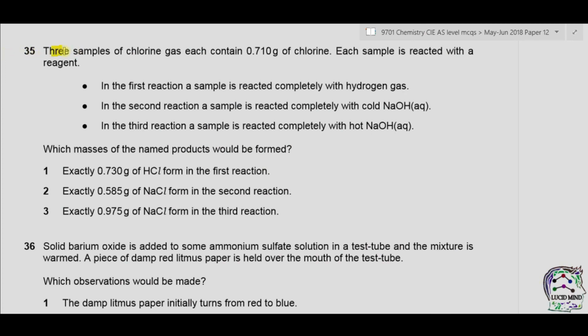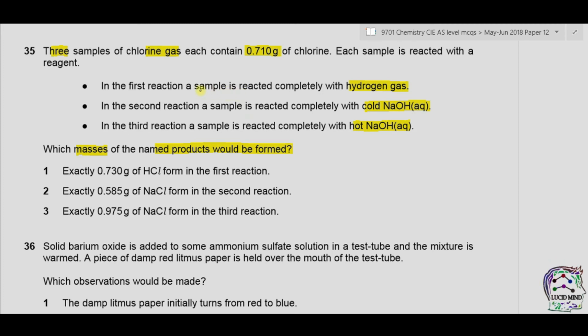Question 35. 3 samples of chlorine gas each contain 0.710 grams of chlorine. Each sample is reacted with a reagent. In the first reaction, a sample is reacted completely with hydrogen gas. In second, it is reacted completely with cold sodium hydroxide. In third, it is reacted completely with hot sodium hydroxide. Which masses of the named products would be formed?